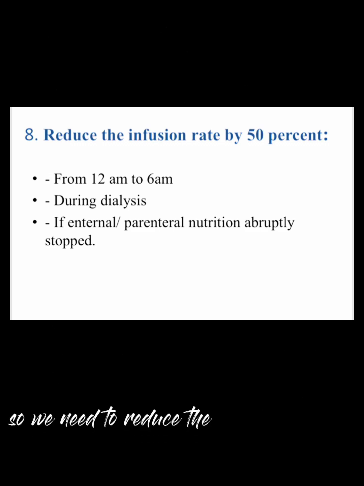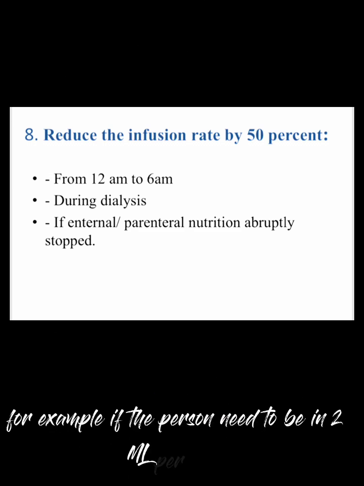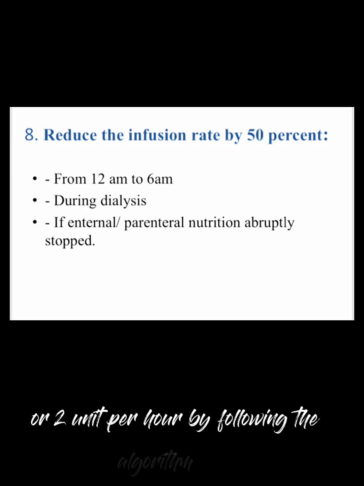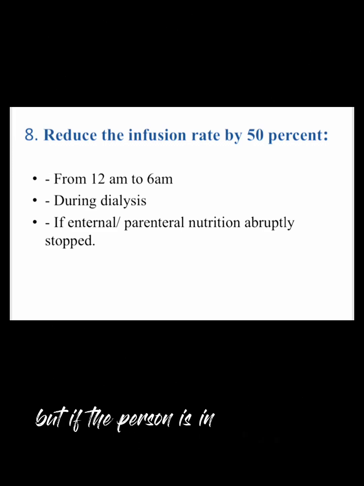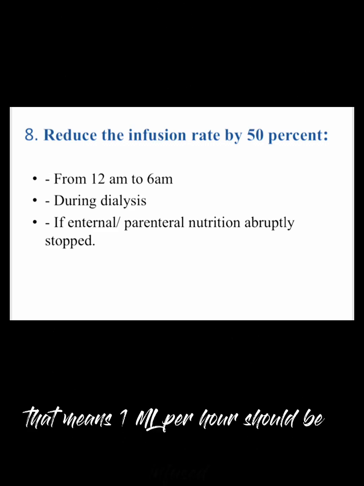So we need to reduce the infusion rate by 50%. For example, if the patient needs to be on 2 ml per hour or 2 units per hour by following the algorithm table, but if the patient is in between midnight to 6 am, then the infusion rate will be decreased by half. That means 1 ml per hour should be infused.